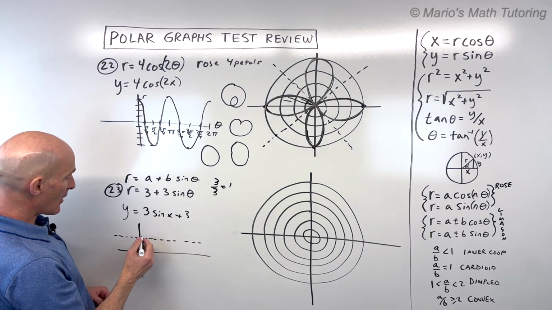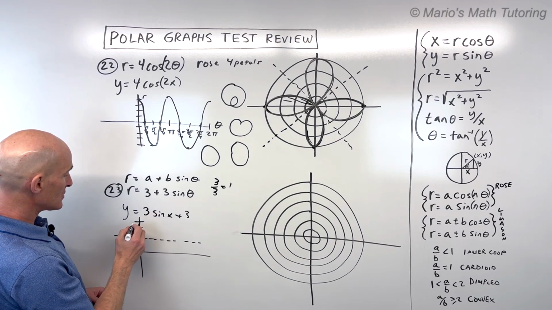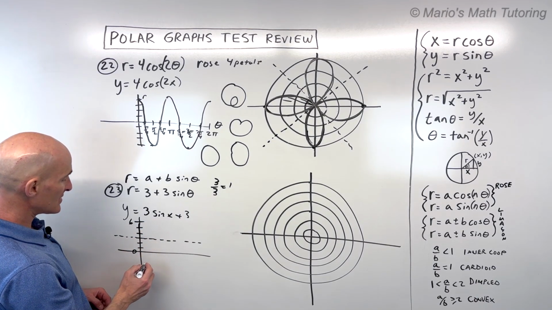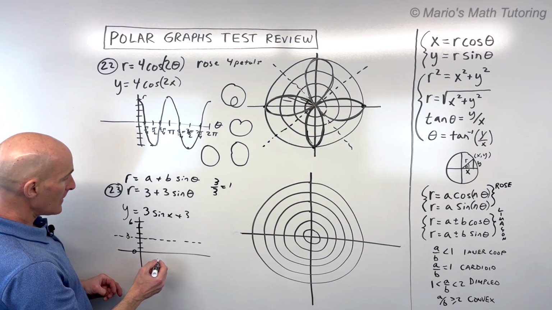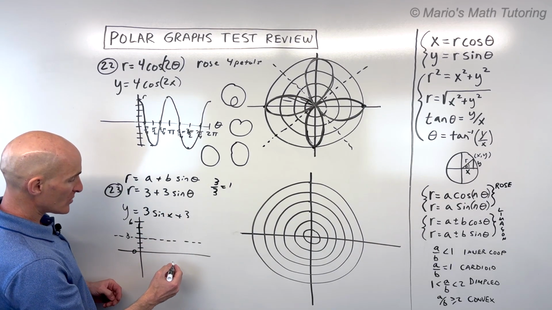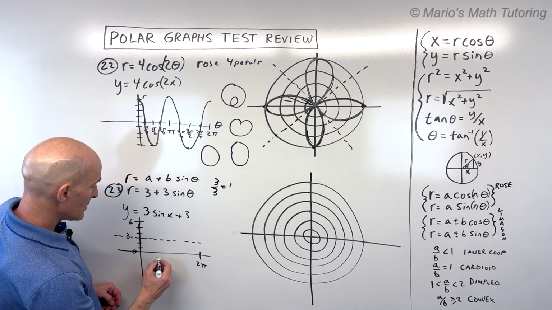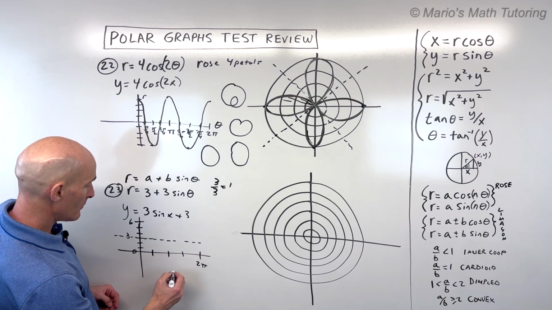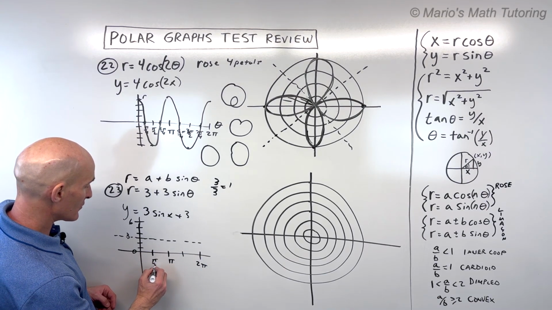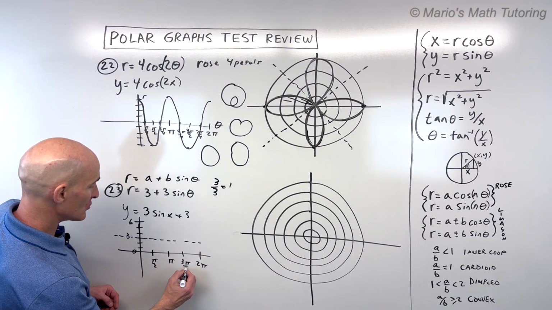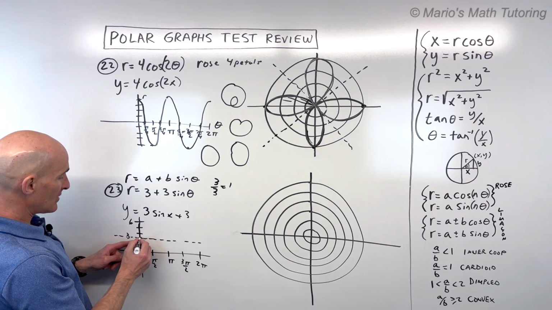And it has a sine graph with an amplitude of 3. So it's going to go all the way up here to 6, down here to 0. This is a midline 3. Period is 2 pi divided by 1, which is 2 pi. So if I divide that into 4 equal pieces, this is going to be pi over 2, pi, 3 pi over 2. Sine starts at the midline. You know this already, right?